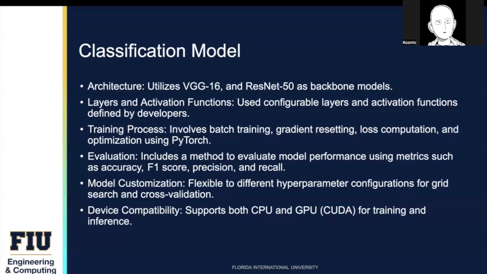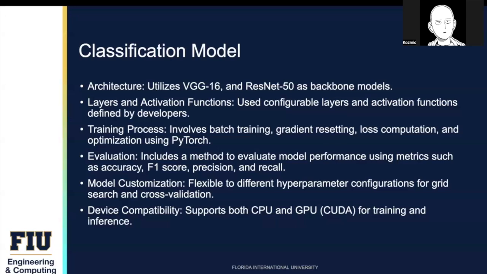The training involves batch training, gradient resetting, loss computation, and optimization, which is essentially about updating the weights after a batch of training images are evaluated using a gradient, which essentially tells the weights how to approach a more optimal value, which minimizes the loss function, which is a function that generates a metric explaining how well the model is doing or how bad the model is doing.